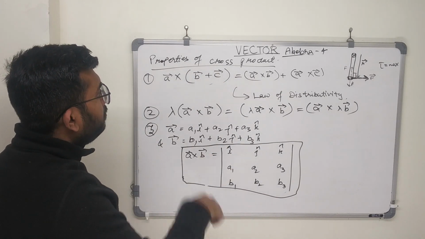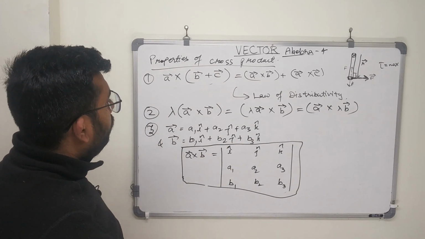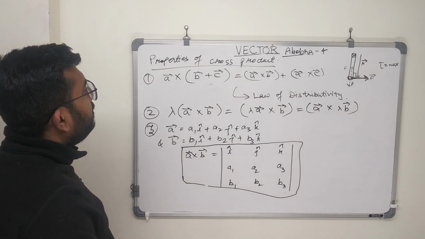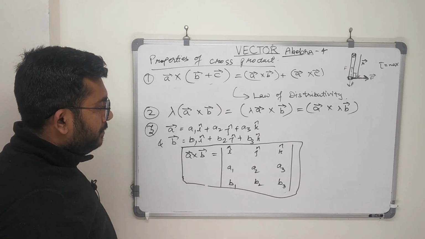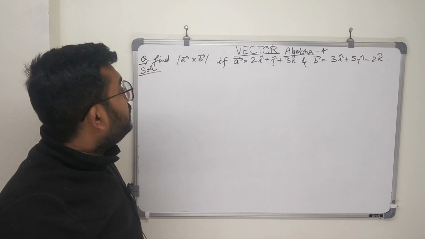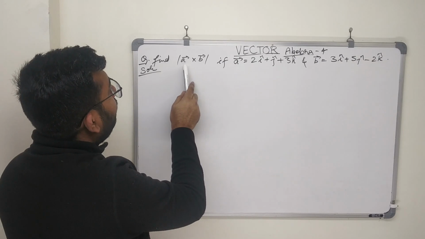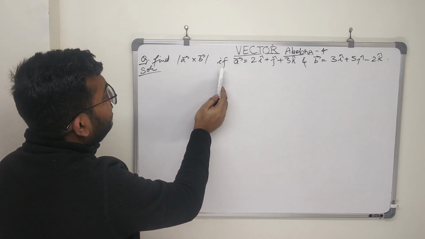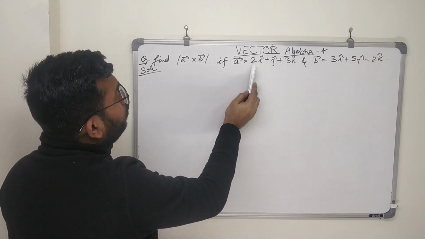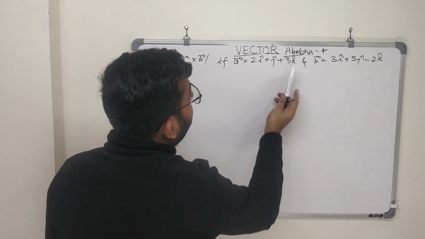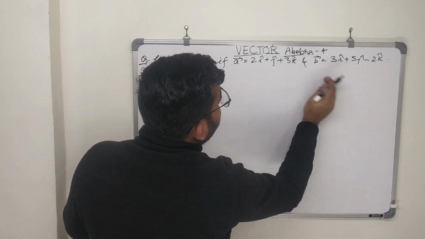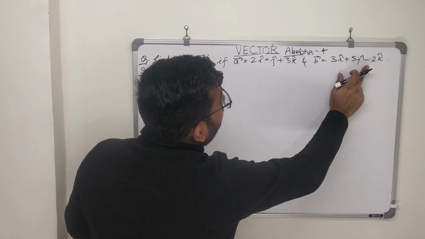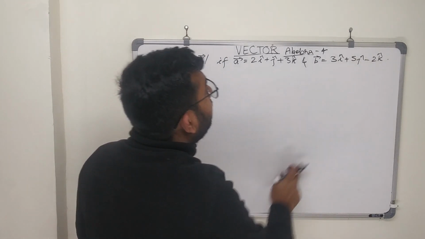Please note them. And now we are going to do some question problems regarding the cross product. So the first question is, find the magnitude of A vector cross B vector, if given A vector is equal to 2 i cap plus j cap plus 3 k cap and B vector is equal to 3 i cap plus 5 j cap minus 2 k cap.